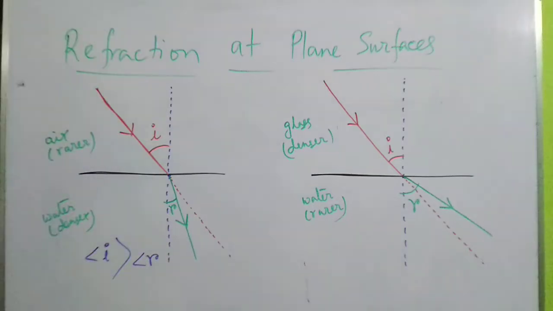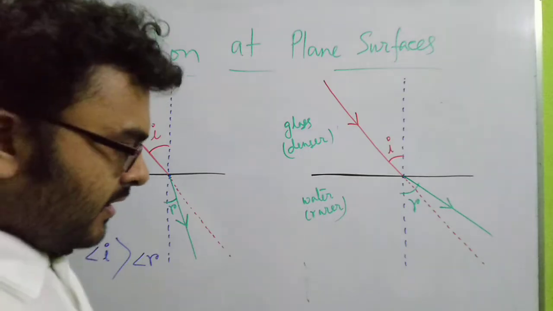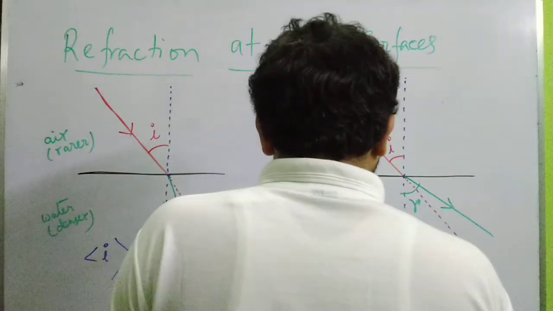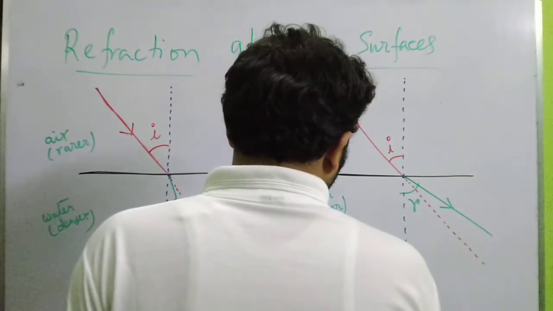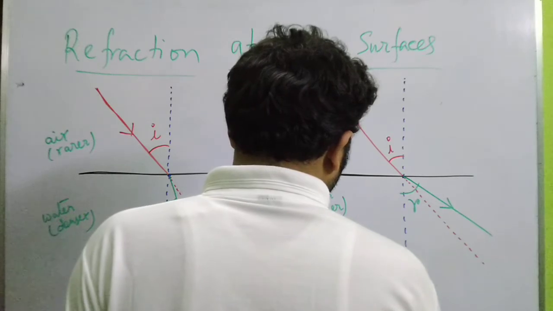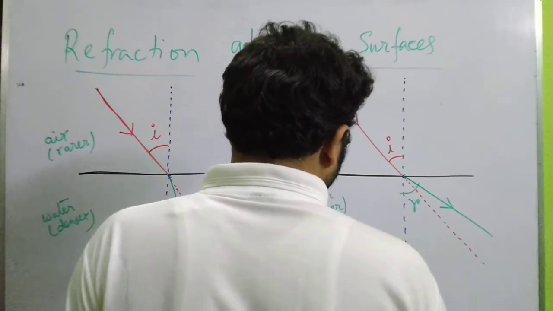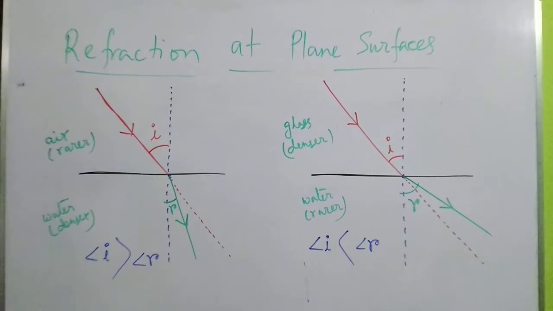Now in this case, what happens? As the speed of light increases, the light bends away from the normal and moves along the path denoted by the green color. In this case, the angle of incidence is less than the angle of refraction. So this is the case here.